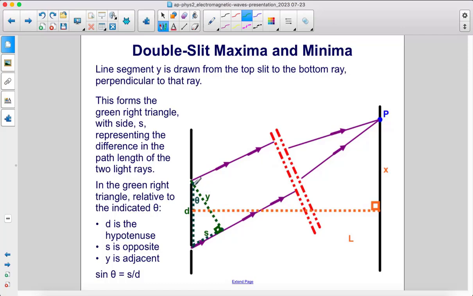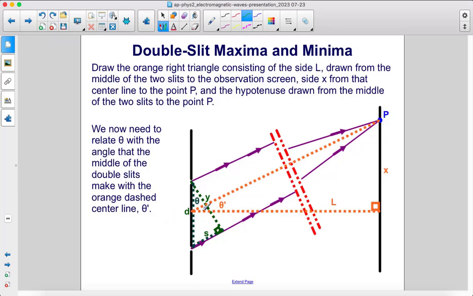All right, so the first thing we're going to do is drop this line from the top ray to the bottom ray that's perpendicular to the bottom ray. That's going to give us a right triangle where the hypotenuse is d, the distance between the slits. S, which is what we're looking for, is over here, opposite this angle theta, and y will be adjacent to that angle. And sine theta, remember SOHCAHTOA, sine is opposite over hypotenuse. So therefore, sine theta is S over d.